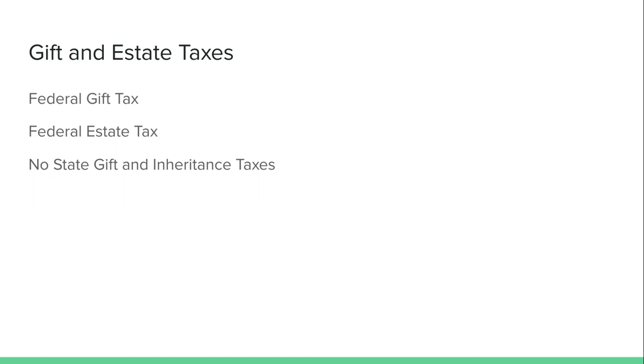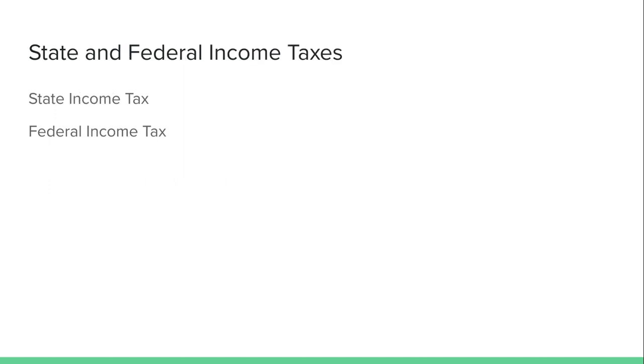Gift and estate taxes. Federal gift tax is basically the tax on individuals for giving gifts. I believe it's around $10,000. You can give a gift without taxes, or it's like a deduction of the gift taxes. It could have changed more recently. Then there's the federal estate tax. Basically, when someone dies, you have to pay a tax on their estate. In the state of California, there is no state gift or inheritance taxes.